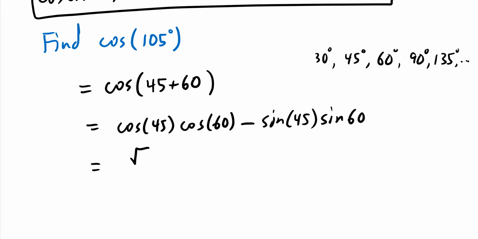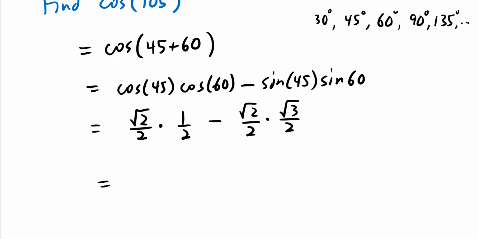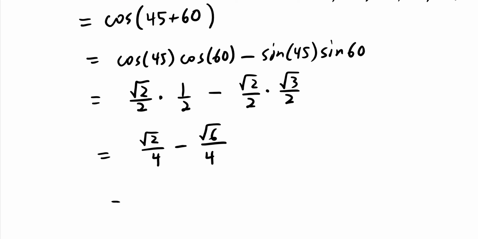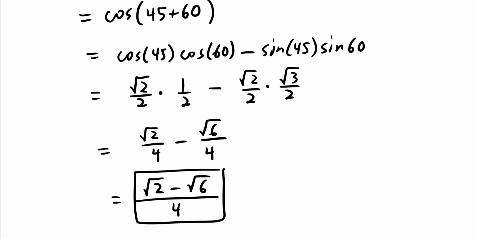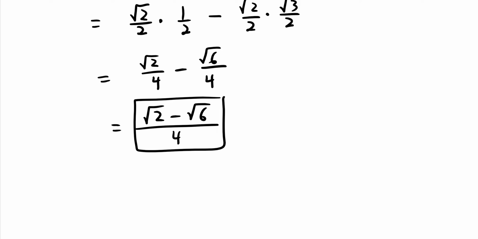What's cosine 45? If you remember the table we covered before, it is radical 2 over 2, and cosine 60 is 1/2, minus, again, square root of 2 over 2 times sine 60, which is the square root of 3 over 2. Now we simplify. Multiply top by top and bottom by bottom; the common denominator is 4. That leaves square root of 2 minus square root of 6 over 4. That's how we find cosine 105 without a calculator.